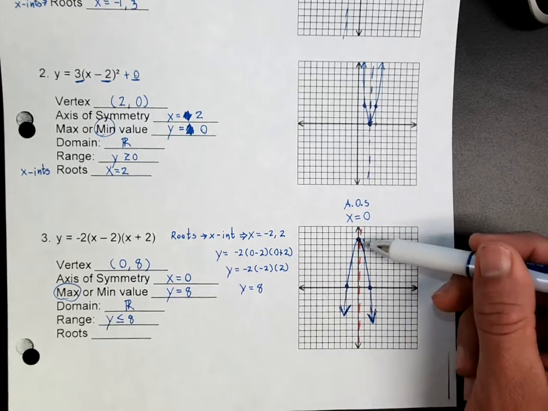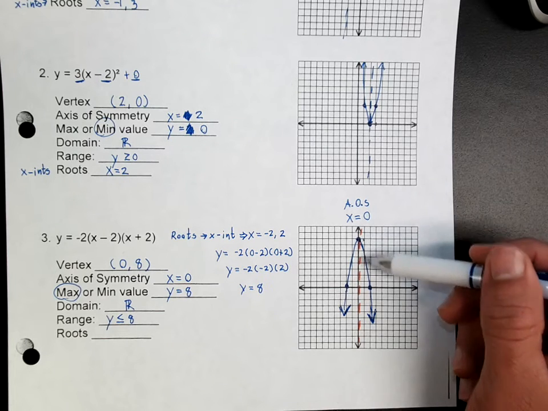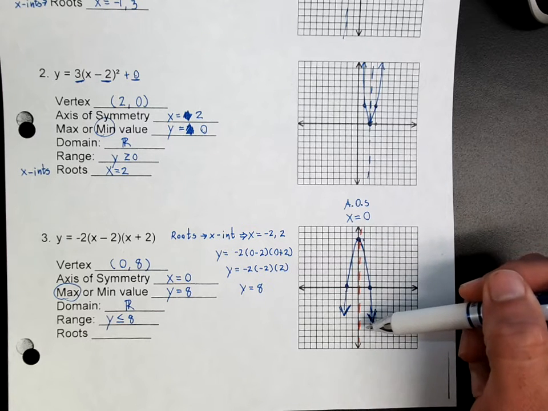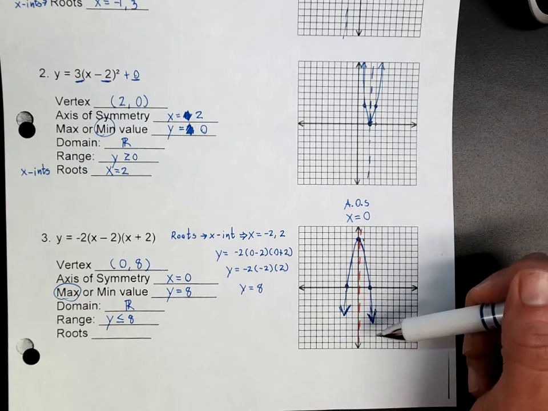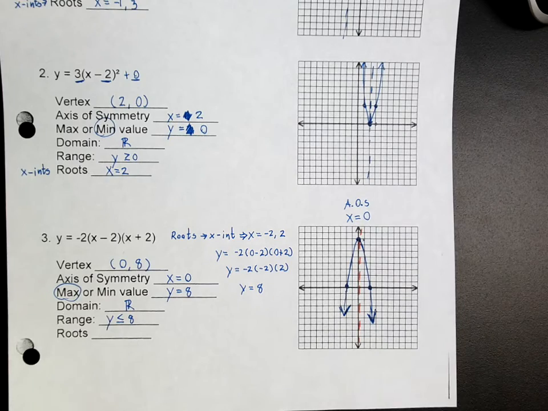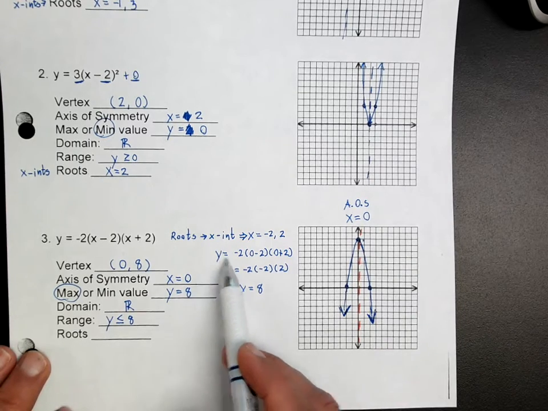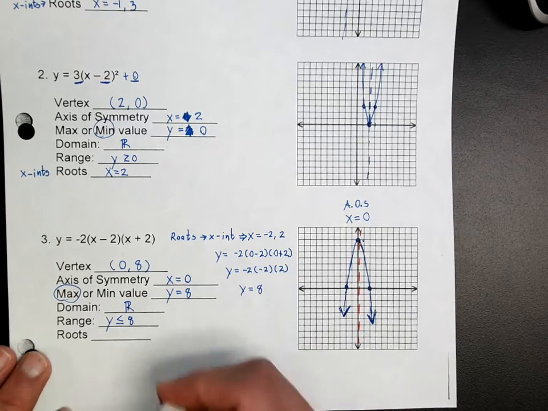So again, the highest point is 8, the lowest one, well, we don't know. Actually we do know, it's negative infinity, but we're just going to write it as y is less than or equal to 8. Now the roots, well, the roots we already knew from the very beginning because that's what was given to us. That's negative 2 and positive 2.